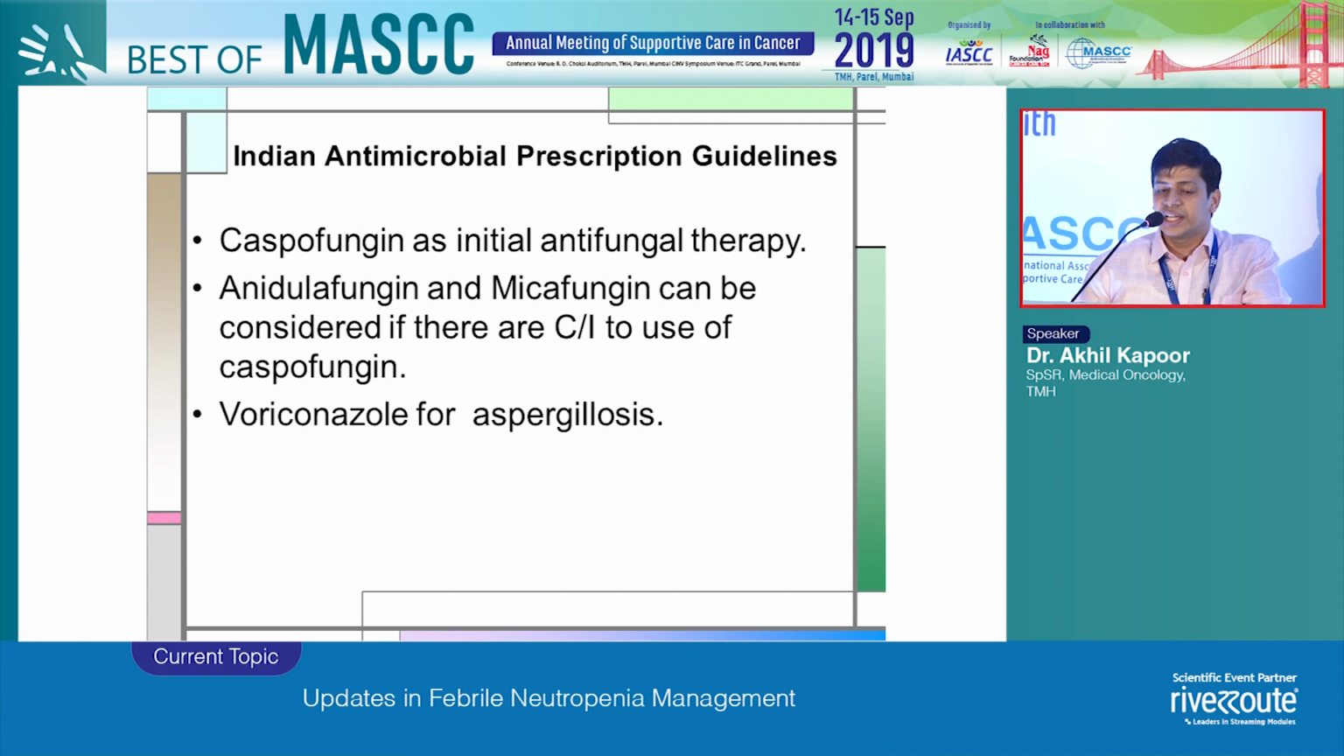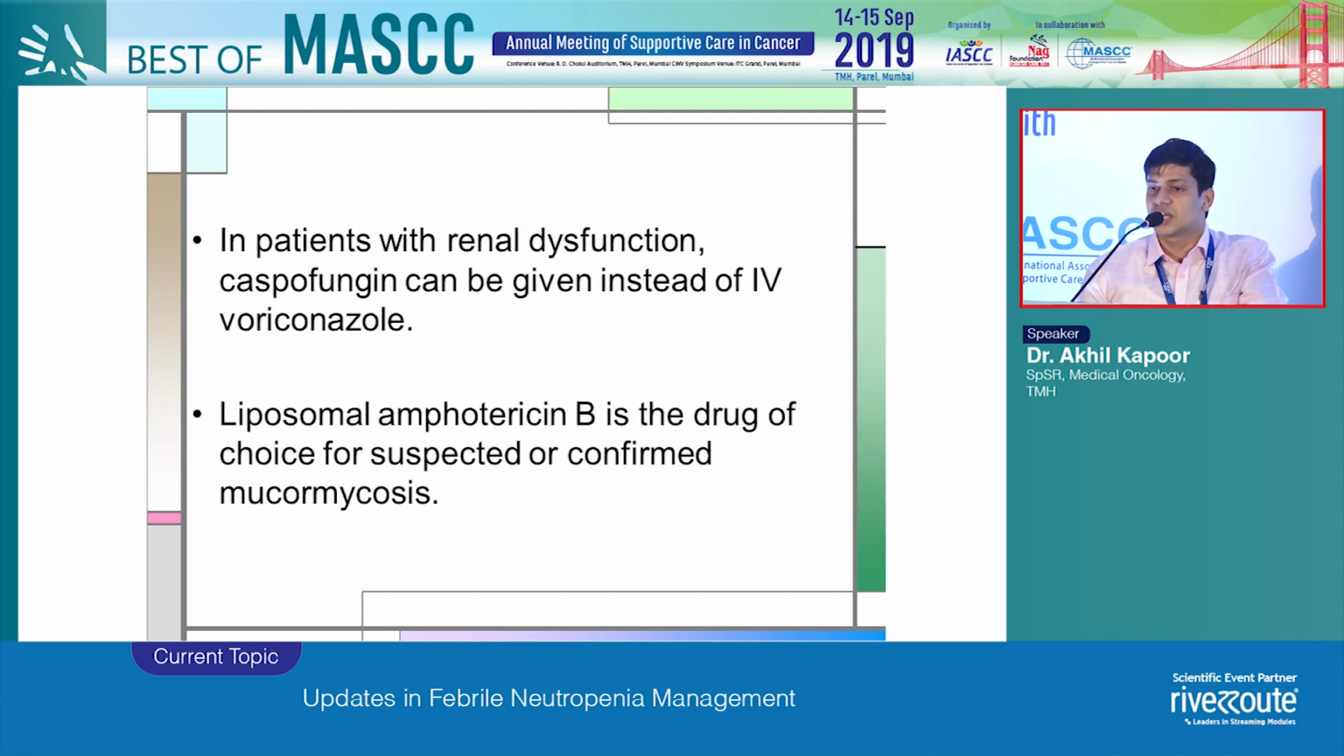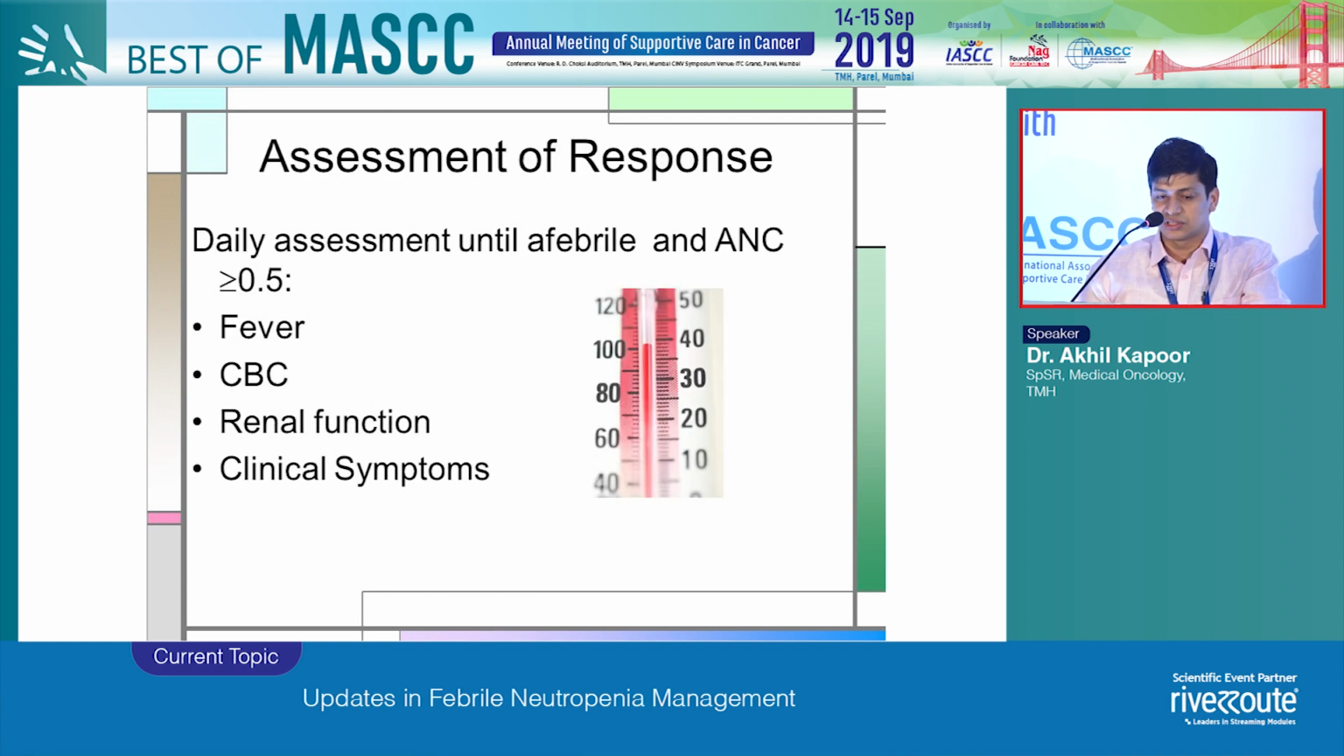Indian antimicrobial prescription guidelines suggest using caspofungin as the first antifungal. Anidulafungin and micafungin are used if there are contraindications to caspofungin. Voriconazole is the first line for aspergillosis. In patients with renal dysfunction, caspofungin can be given instead of IV voriconazole, and liposomal amphotericin B is the standard drug of choice for suspected mucormycosis.